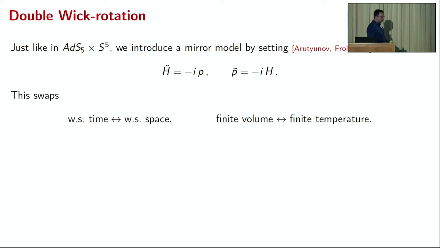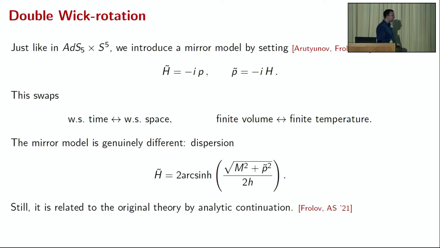And the strategy is exactly like the one that was followed, say, in AdS5. Just like in AdS5, the dispersion relation of the mirror model is very different, so it's a very different theory, there's no question about it. But it can be obtained, just like in AdS5, from analytic continuation of the string model. So you can get this by analytically continuing the original model in a suitable way, which for the massive modes is actually the same as in AdS5.